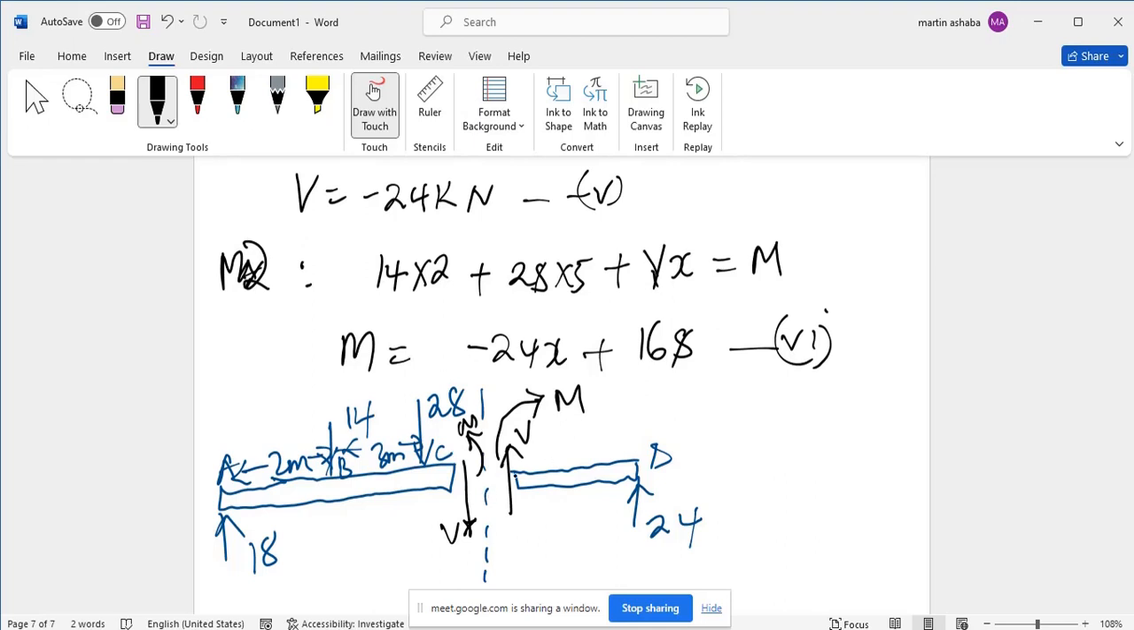So now what happens to this particular point if we said this is X, and the whole beam from here to D is 7, then it means this distance is going to be 7 minus X.